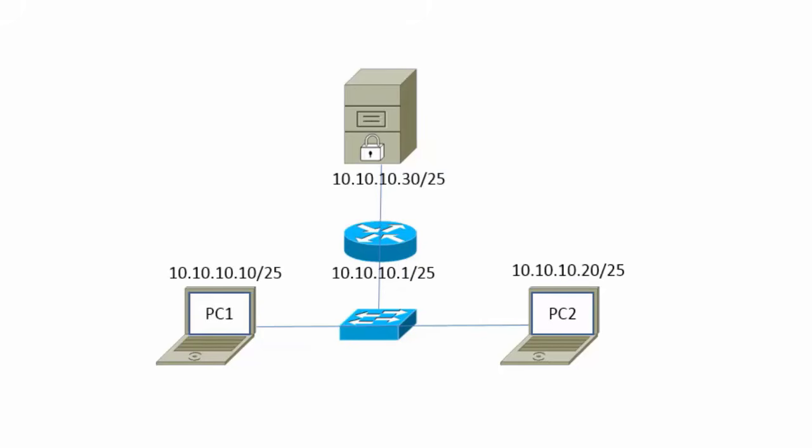Now, for the next issue, both PC1 and PC2 cannot communicate with a server across the wide area network. You tell me why. And as you've undoubtedly spotted here, the server across the wide area network is on the same subnet as PC1 and PC2. So when PC1 or PC2 receives the IP address for that device, it's going to think it's on the local subnet, and it will never even bother to send it out to the default gateway.